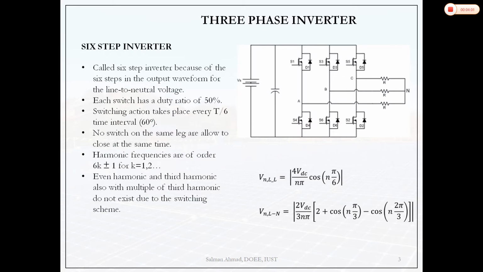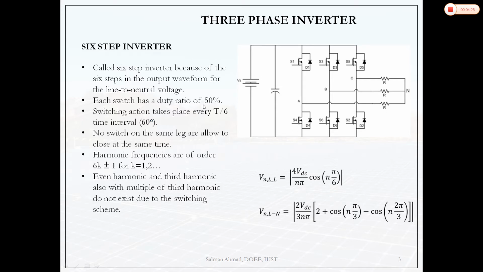Basically we have six steps. This is also called a six step inverter because of the six steps in the output waveform for the line to neutral voltage. Here you can see that we have connected a balanced load with resistance R, and they are equal. So this is the resistive load and the inverter is connected to it.